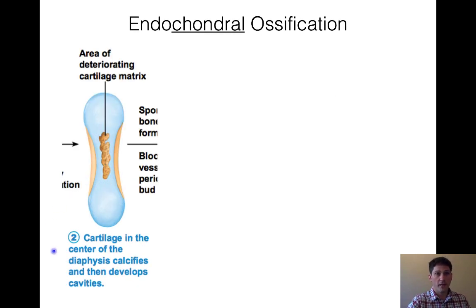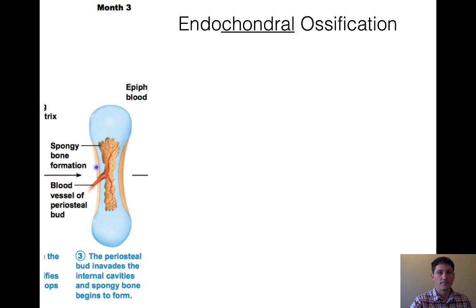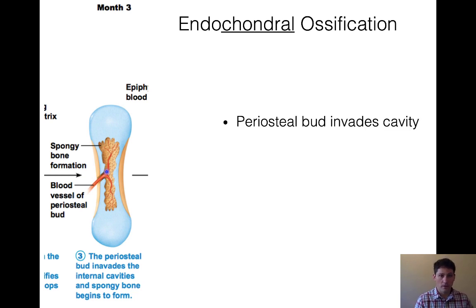Now, our next stage that's happening here in endochondral ossification is that we see this interior portion start to degrade. This is going to be our eventual diaphysis. That cartilage deteriorates and starts to form some little cavities in there. Then, around month 3, we see the formation of periosteal buds, the invasion of blood vessels into our diaphysis.